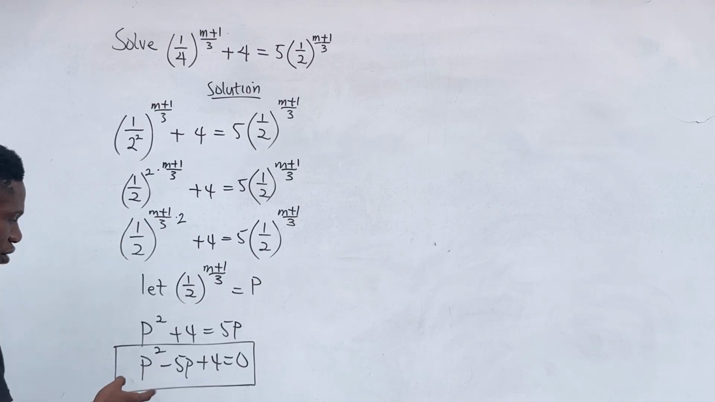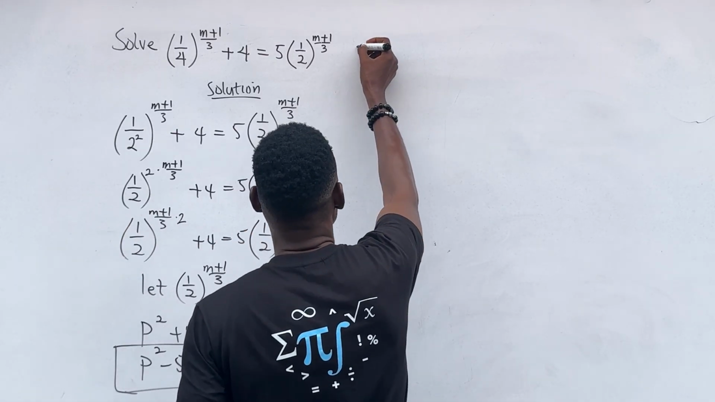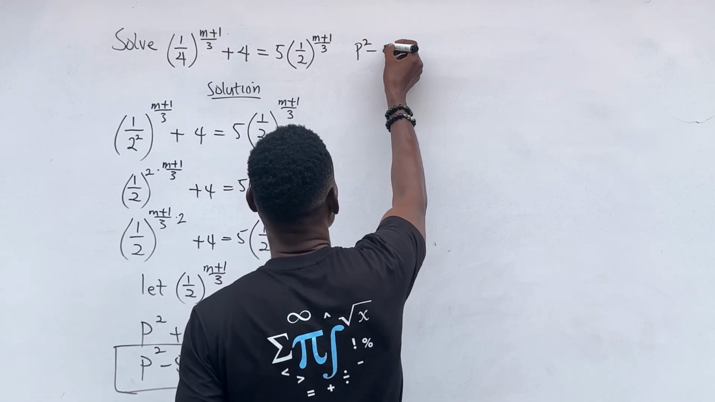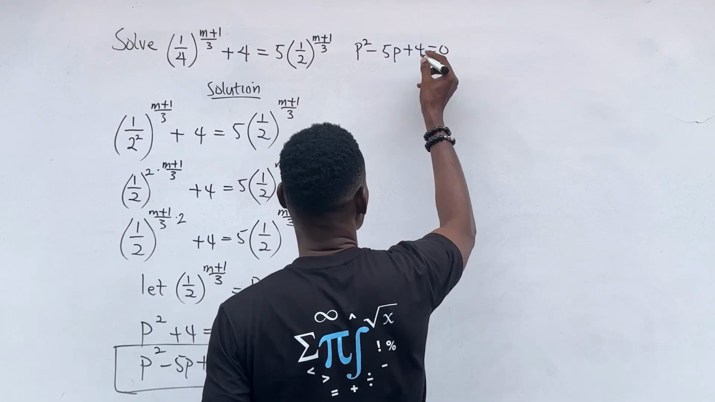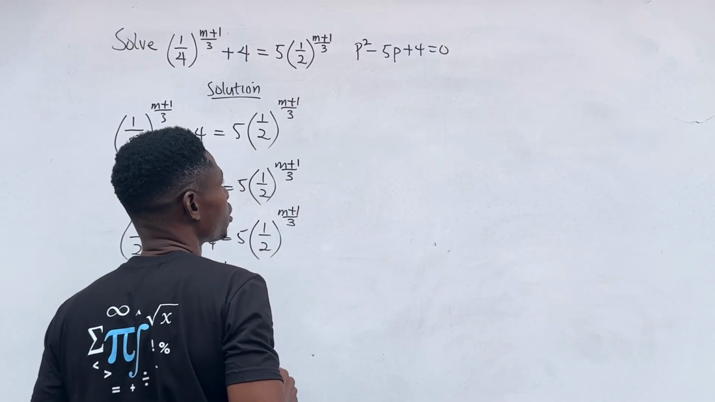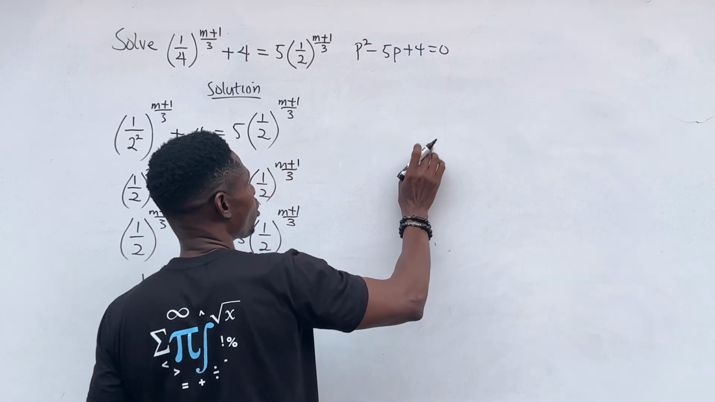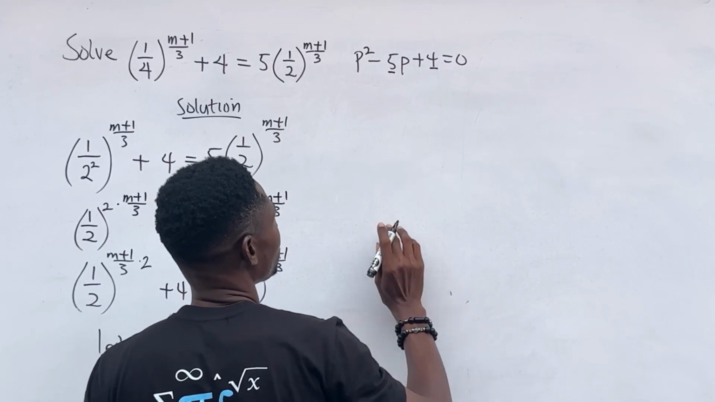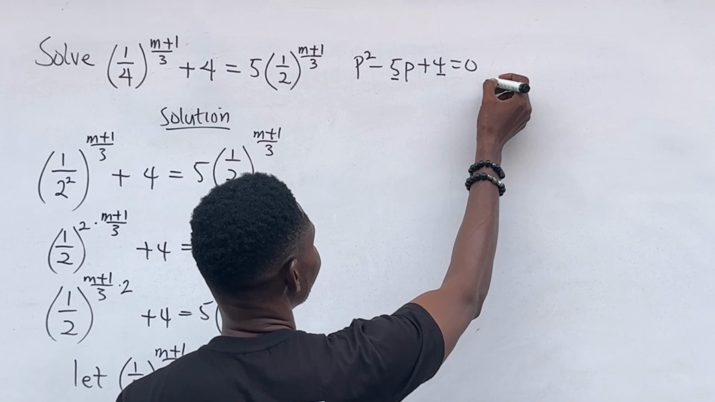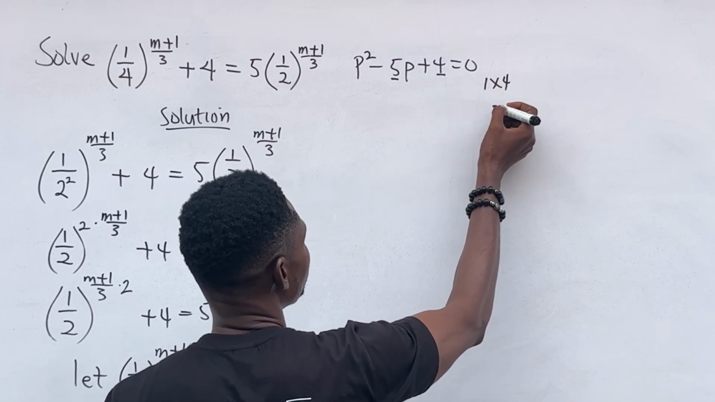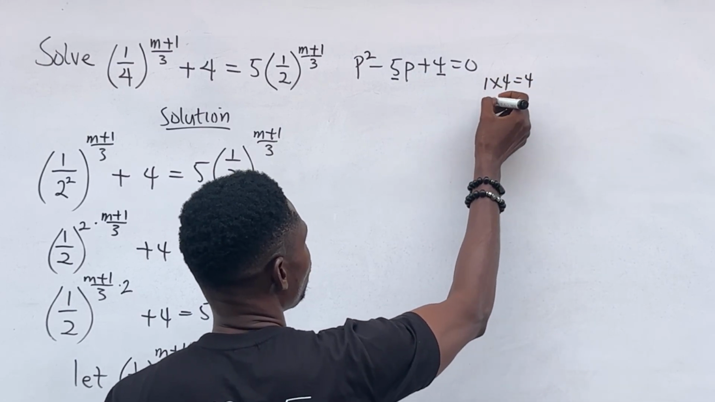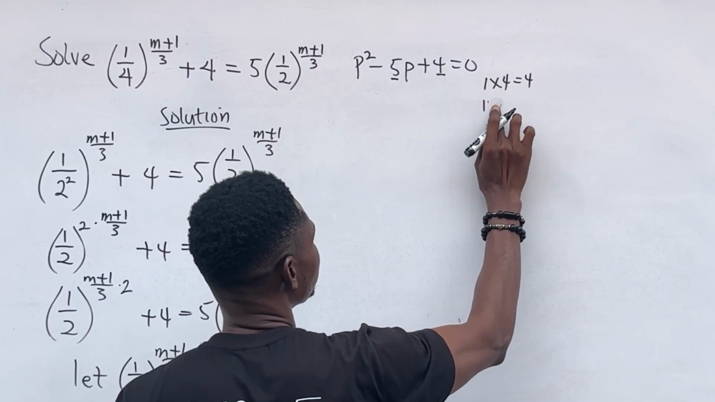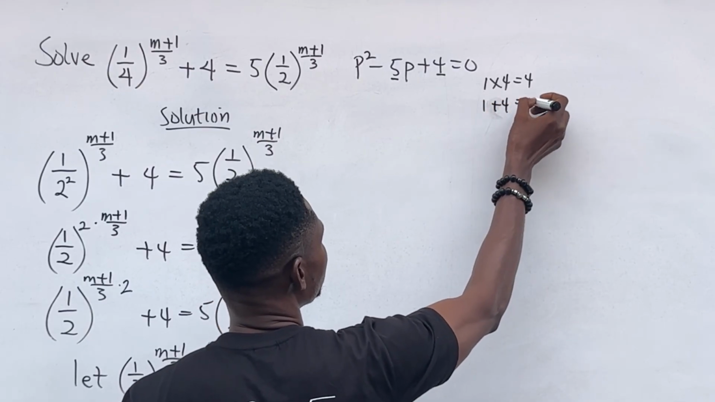So from what we have here, there are many ways to solve a quadratic equation, but let's do factorization. Let me bring the equation back here. So our p squared minus 5p plus 4 equal to 0. Now, let's look for two numbers that when we multiply will give us 4, and when we add give us minus 5. So 1 multiplied by 4 will give us 4. 1 plus 4 will give us 5.